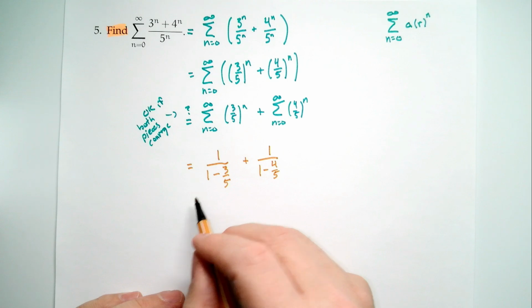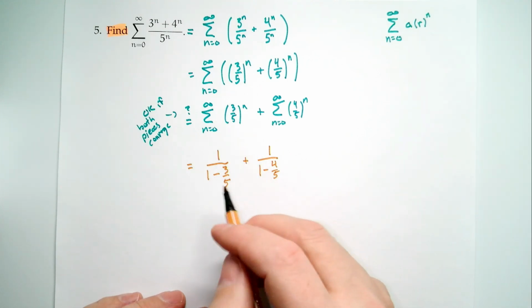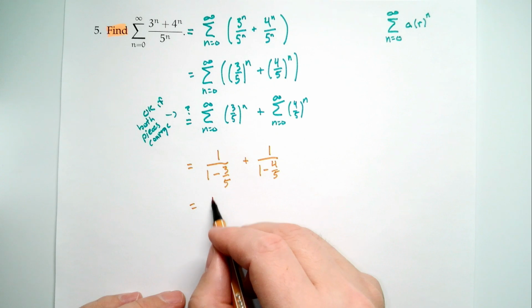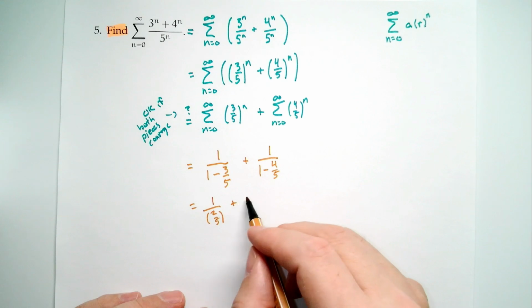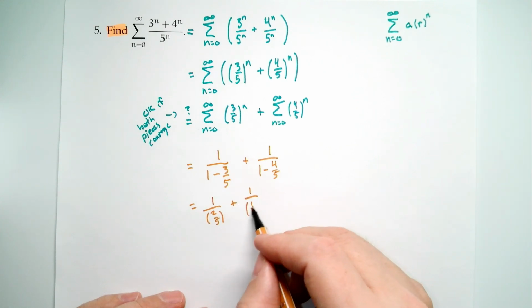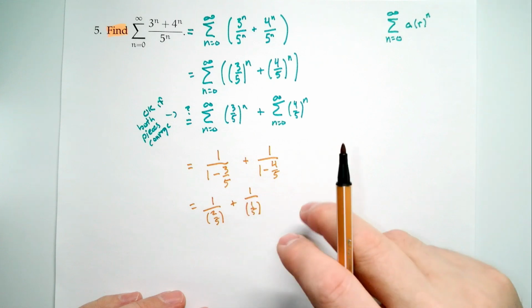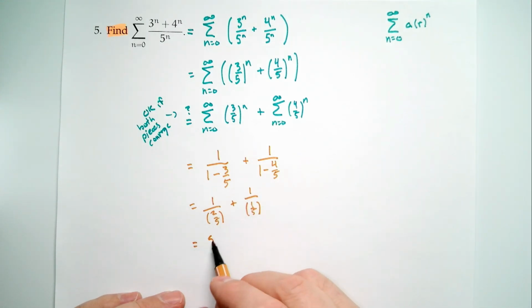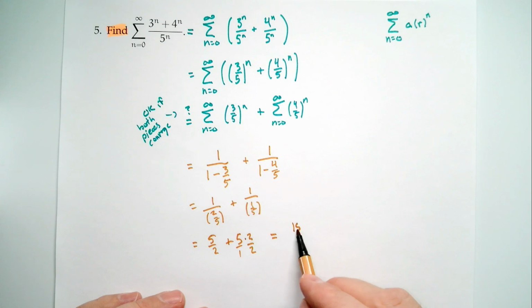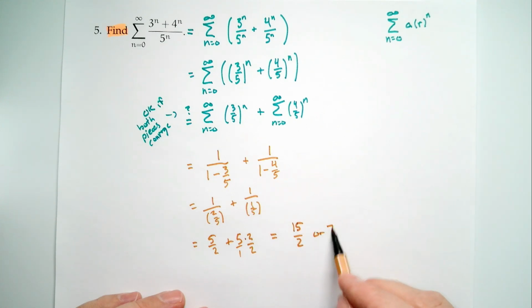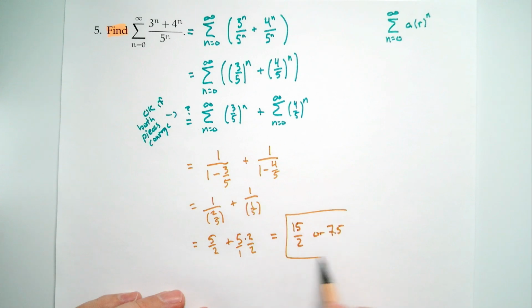All right, so we're good because we can find these sums. Now, 1 minus 3/5 is 2/5. 1 minus 4/5 is 1/5. Flip the denominators up. So that's 5/2 plus 5/1. Well, usually we just say 5. And you can really multiply this by 2 over 2 and get 10/2, which gives us a grand total of 15/2, or if you want to, 7.5.